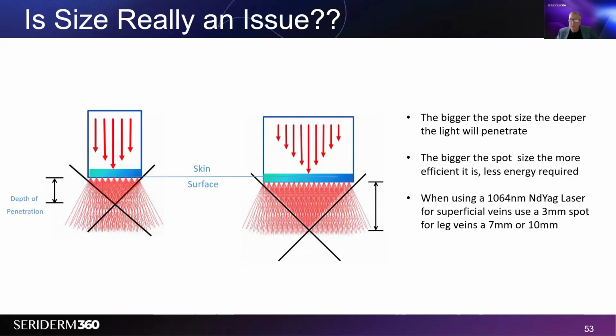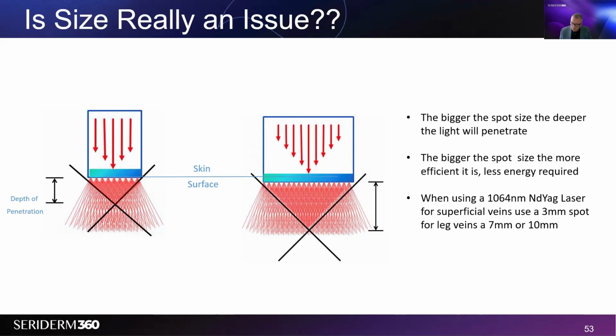We talked about spot size and is it an issue? Yes, spot size is. The bigger the spot size, the deeper the light will penetrate, unless you're looking at, and we're referring here to color absorbing wavelengths. When we look at water absorbing wavelengths, actually the smaller the spot size, the deeper they can go, but it depends really on the energy as well, okay? So when we're looking at color absorbing wavelengths, the bigger the spot size, the deeper the light will penetrate.